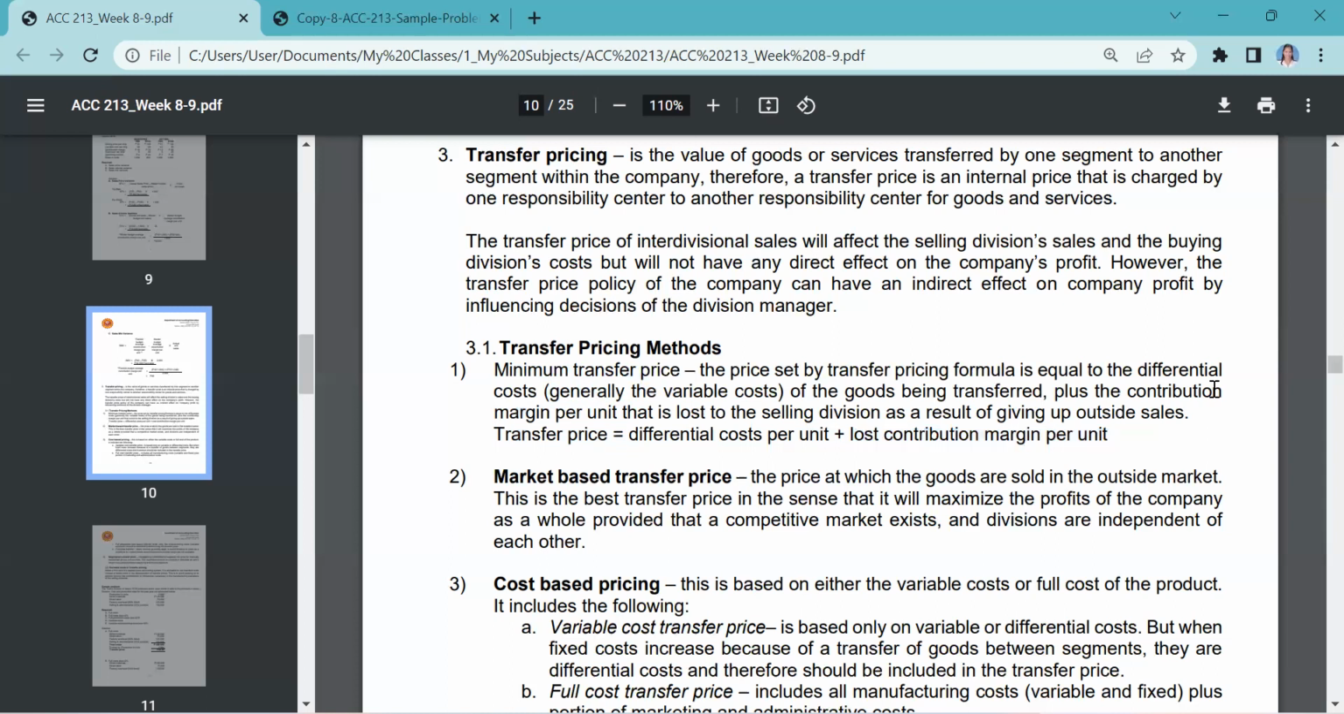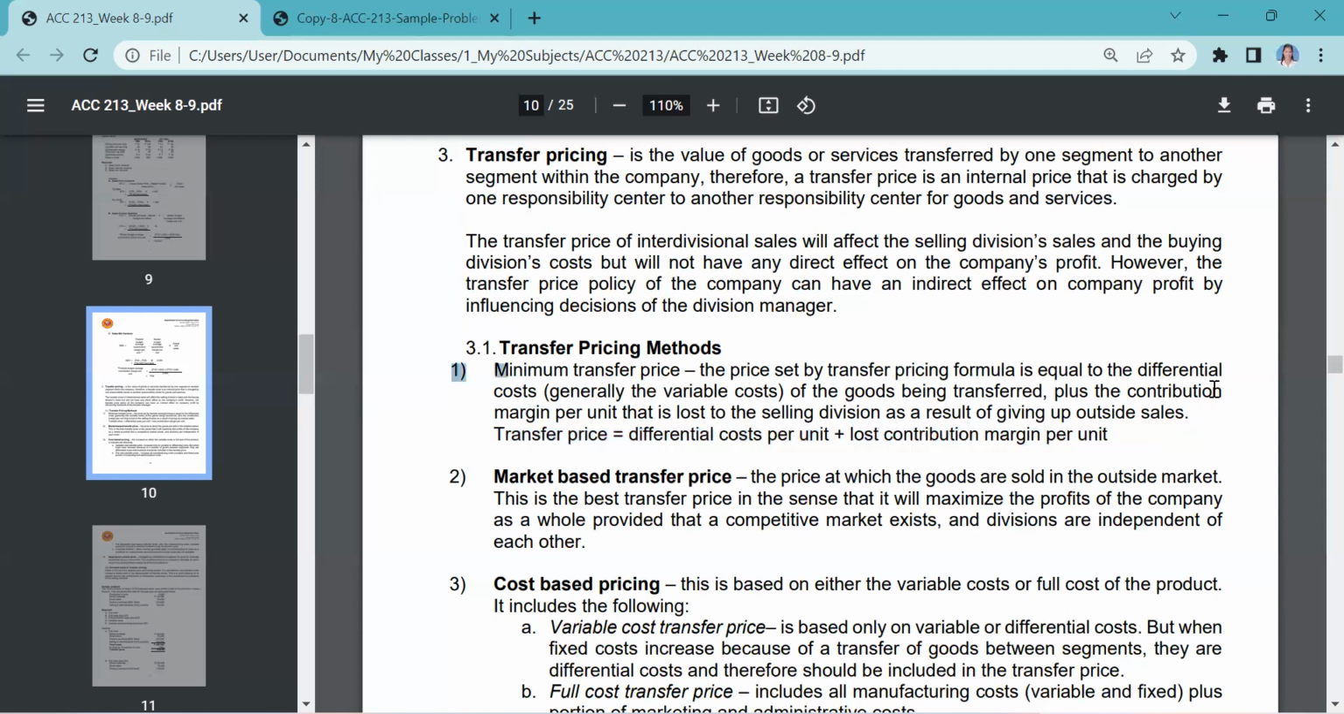So it means that once you have computed this, you will not allow or push the transfer if the price that the buying unit wants is lower than the transfer price. Because this is the minimum, the lowest transfer price that you can offer. If it is lesser than that, then the selling responsibility center will incur a loss and cannot hit its target.